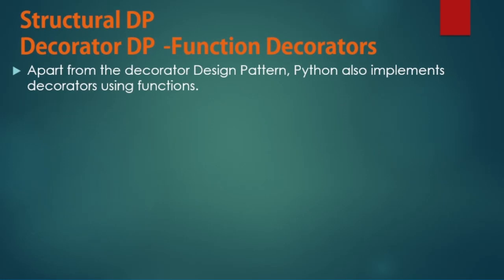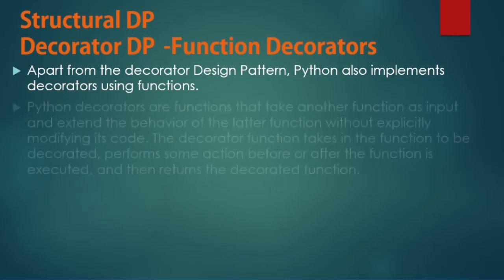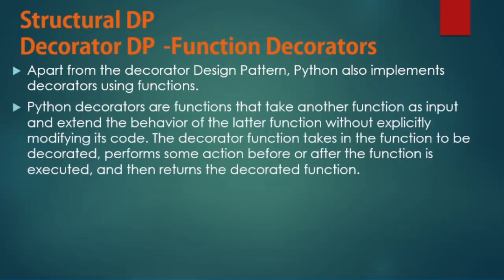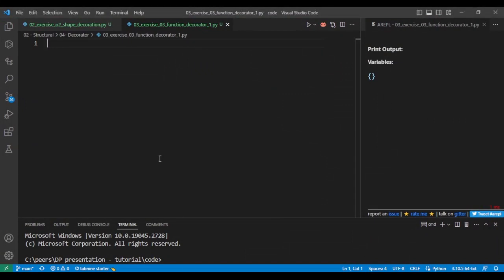Apart from the decorator design pattern, Python also implements decorators using functions. Python decorators are functions that take another function as input and extend the behavior of the latter function without explicitly modifying its code. The decorator function takes in the function to be decorated, performs some actions before and after the function is executed, and then returns the decorated function. Let's take a look at implementing this.